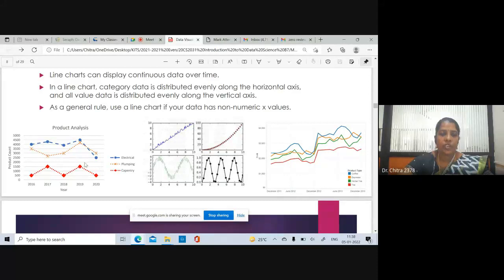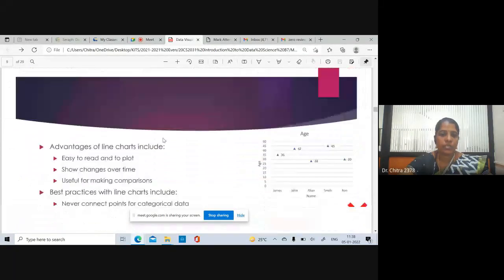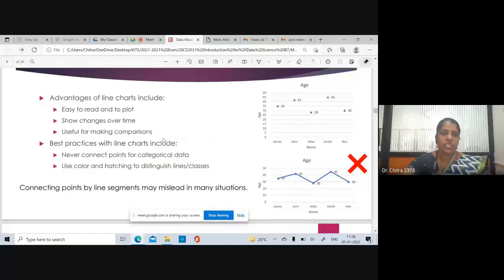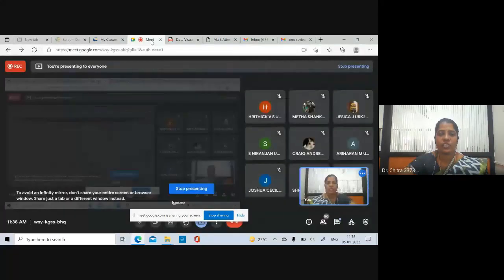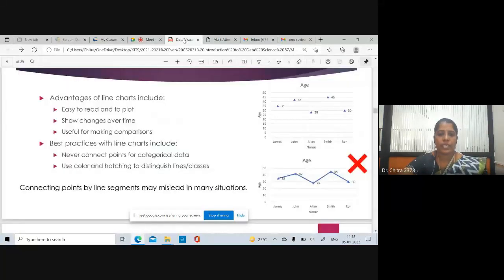In Python, we can change the color of the line graph, we can change the style of the line graph, we can change the points of the line graph. Everything is possible. The advantages of using line charts are that they are easy to read and plot, and they show changes over time. They are useful for making comparisons, because by visualizing it we can find the comparison between these two.